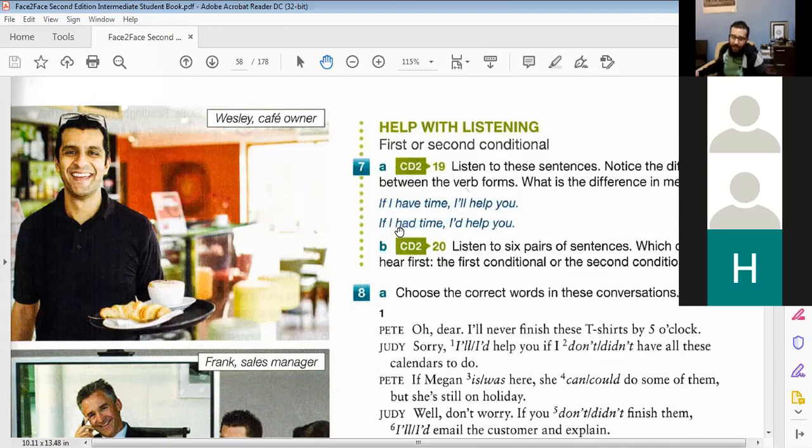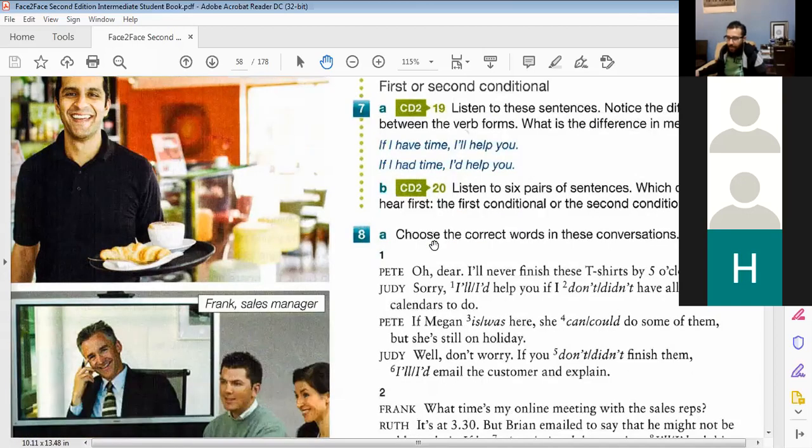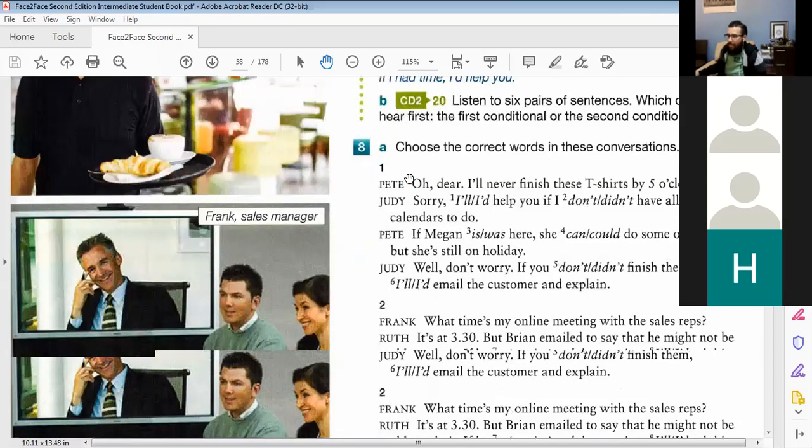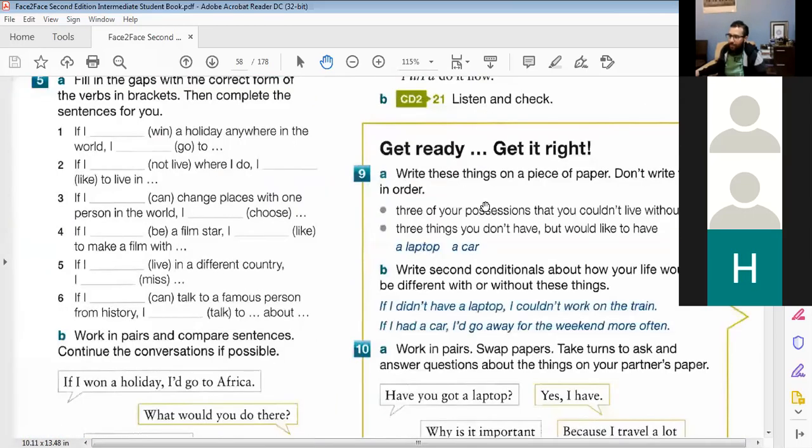If I had time, you know, this is the idea. So, in my opinion, I think the meaning of the first and the second condition is more important than the grammar. Yes. As long as you know when to use this, when to use the other, that's, I think, important.